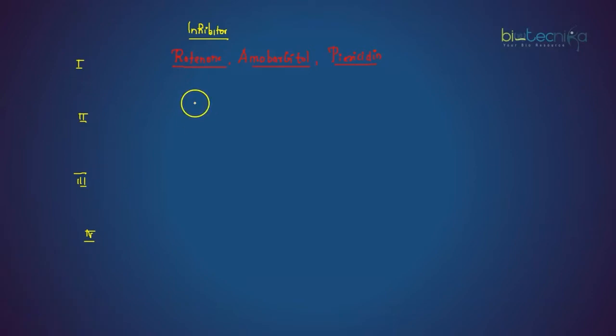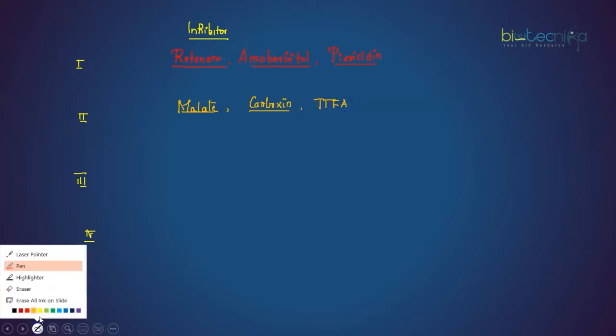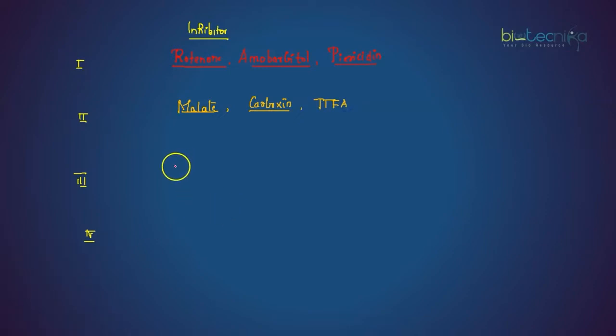So the second one we know is succinate dehydrogenase. So definitely malonate is an inhibitor. And then carboxin is an inhibitor. And then there is TTFA. And the third, as we have just seen, is definitely going to be antimycin.